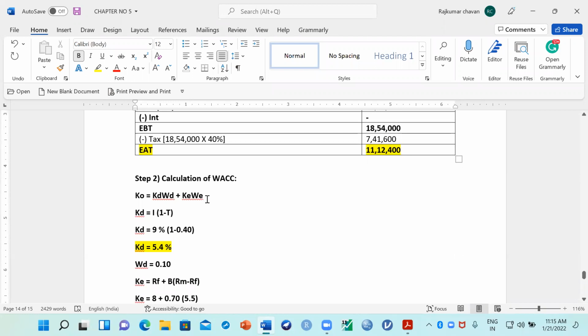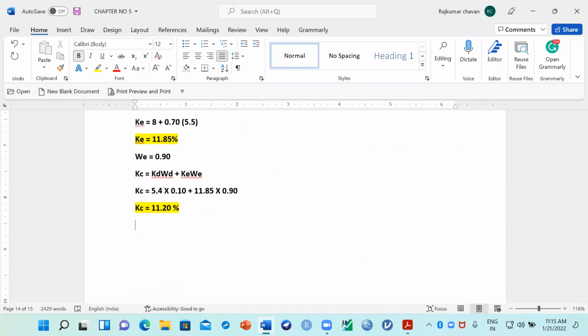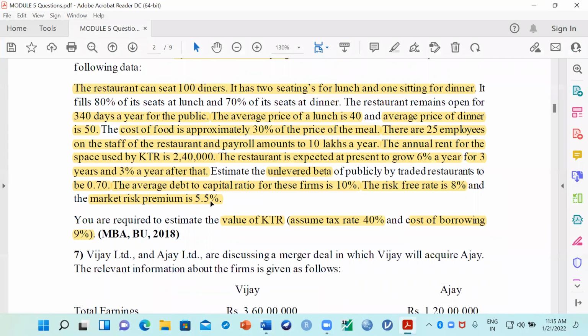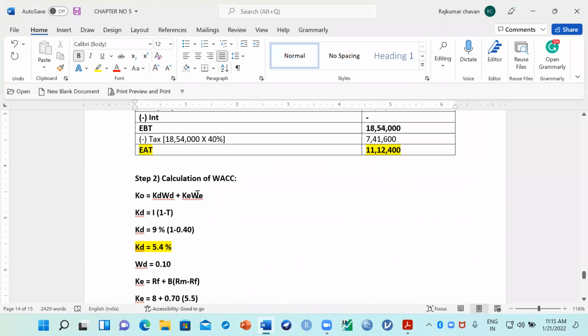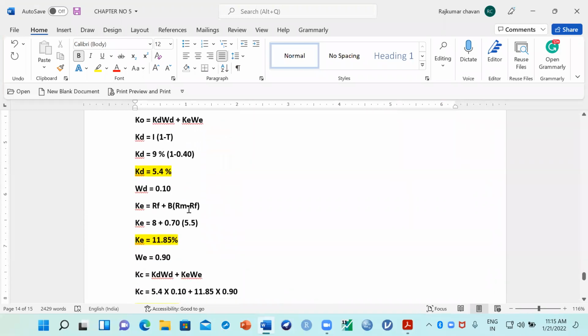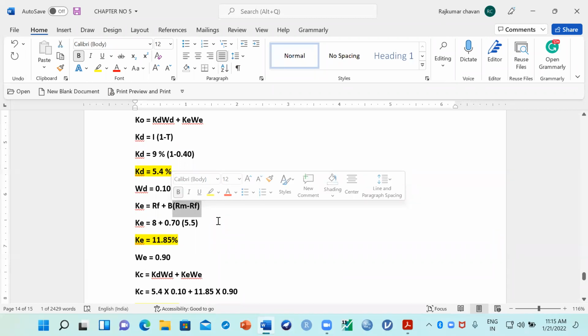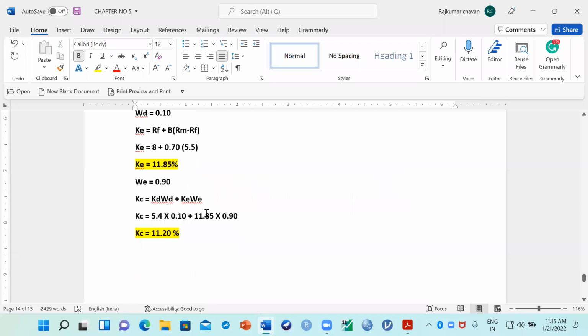Why did we not deduct RF from RM? Prarthana, they have given the market premium directly. They have given it here. What is market premium? Market premium is nothing but the difference between RM minus RF. So they have given it directly over here. Is it clear?